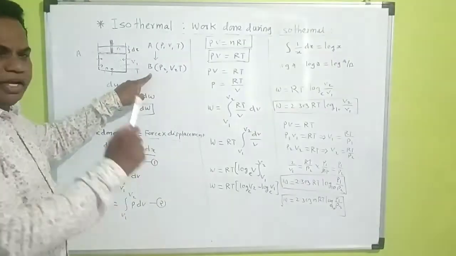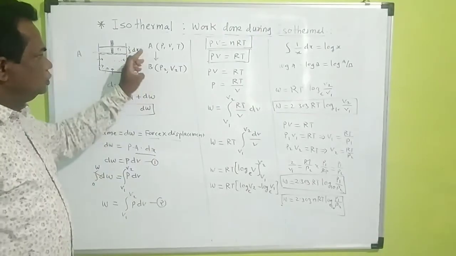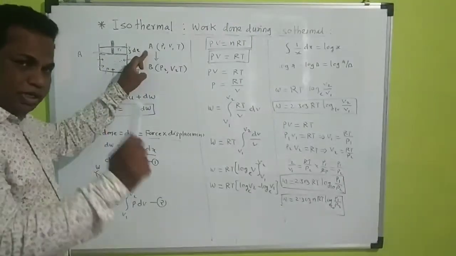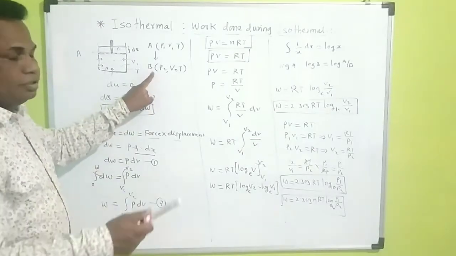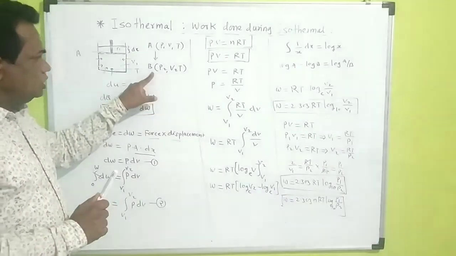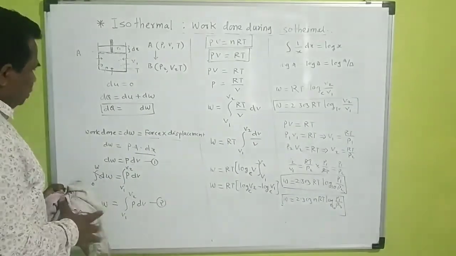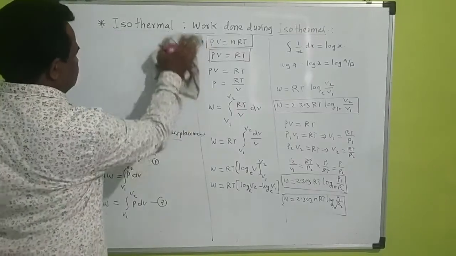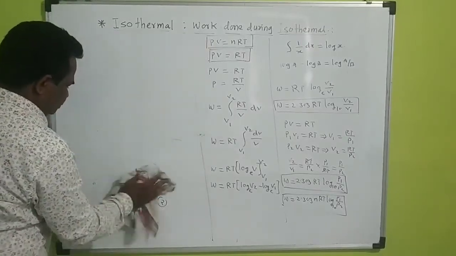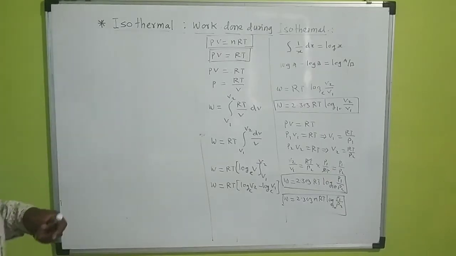So work done is once again one type of energy. That is the amount of energy required to change state A of one system to another state of the same system. Now you can represent this change in the indicator diagram. Already we know what the indicator diagram is.